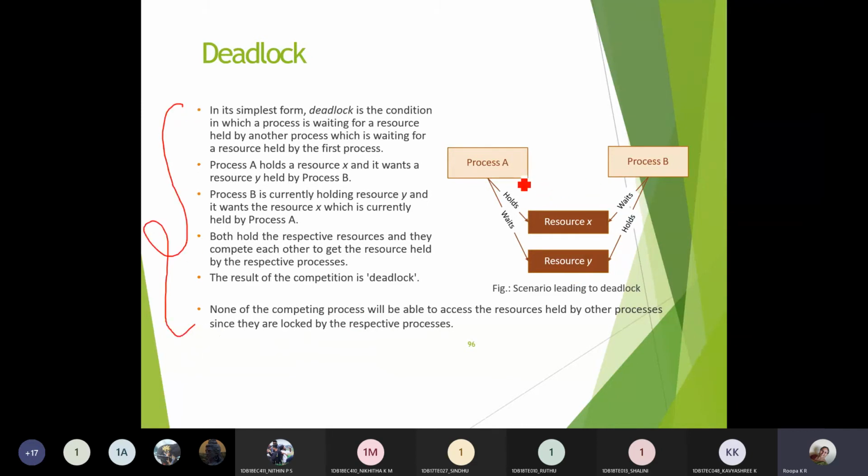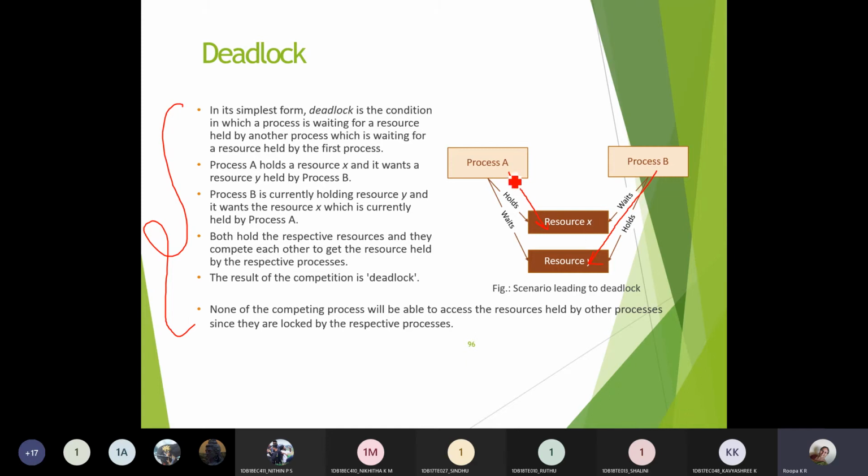Suppose I have process A and process B, and two resources, resource X and resource Y. Process A uses resource X and process B uses resource Y. Once process A utilizes resource X to complete its operation, it should use resource Y. Similarly, process B, while utilizing resource Y to complete its execution, wants resource X.